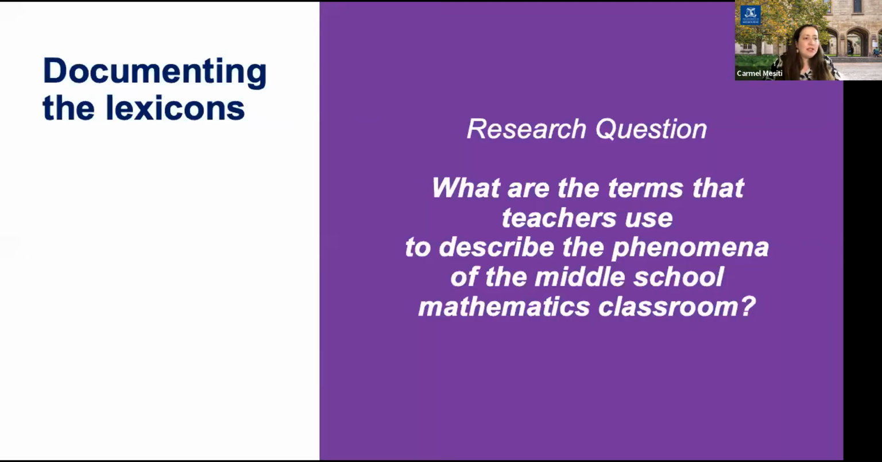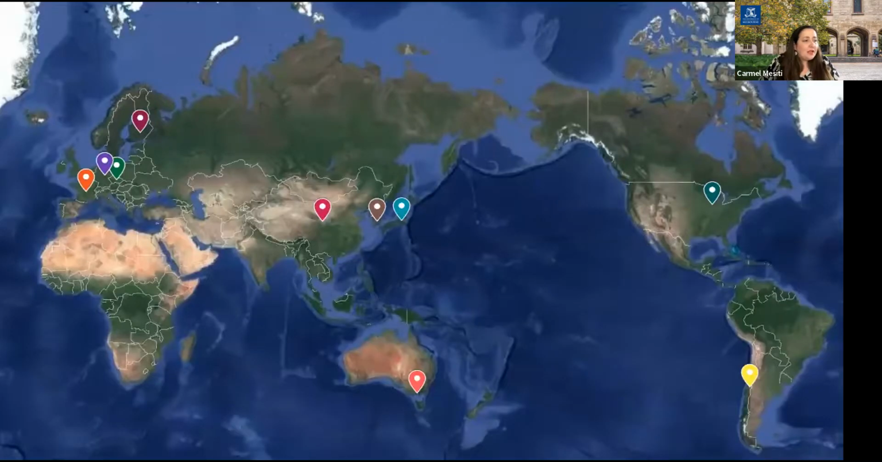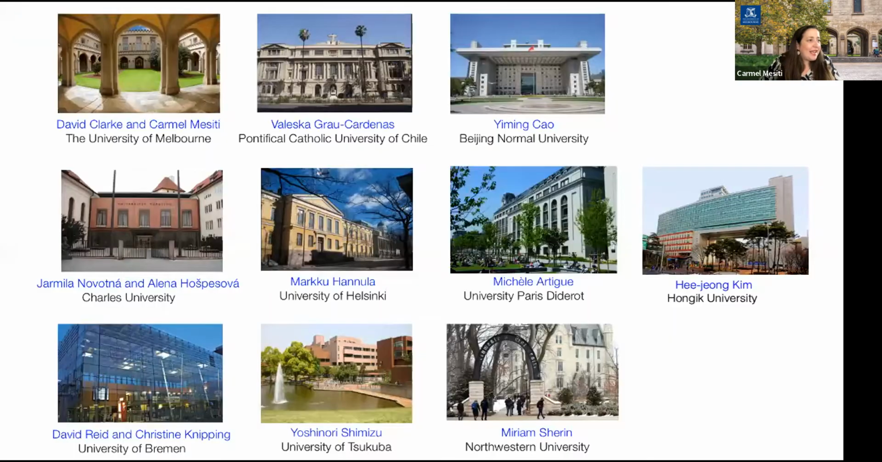The research question is, or was, what are the terms that teachers use to describe the phenomena of the middle school maths classroom? So we have been utterly blessed with this project. I think we have a wonderful community, 10 research teams from around the world, including Chile and the US, Japan, Korea and China, Finland, Germany, France, and the Czech Republic. And I've listed here the lead researchers from each of those national teams.